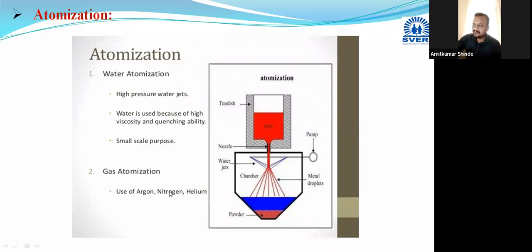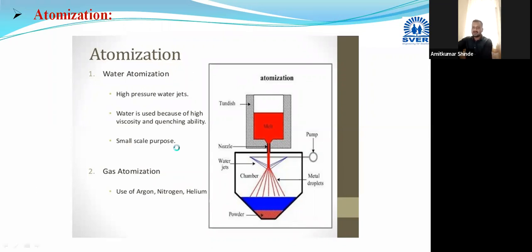So in this way, these two types are there, and using these atomization techniques, the powder particles are collected at the bottom of the chamber, and from there, an opening is provided through which the powder particles can be collected or removed. This is the atomization technique. We can use water atomization or gas atomization, and whichever powder particles are obtained, they have spherical shape.